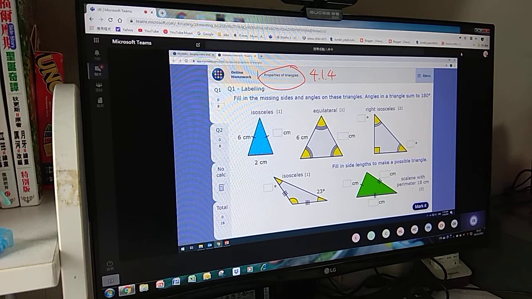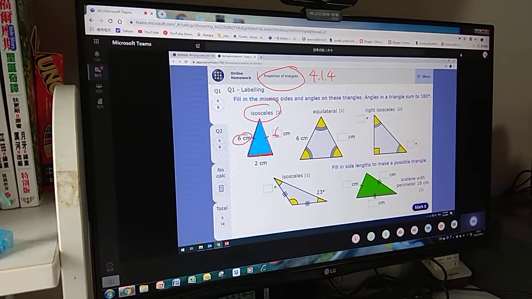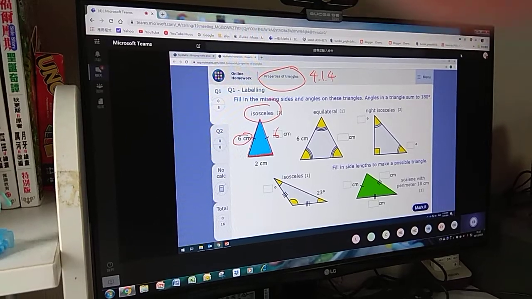So the first one, this one is the isosceles. Okay, in Chinese that is 等腰. Okay, what is the isosceles? That means this side and this side, the lengths are equal. Okay, if the 2 cm side is the base and here is the 6 cm side, then the other side should also be 6 cm. Okay, this is the characteristic of the isosceles triangle.